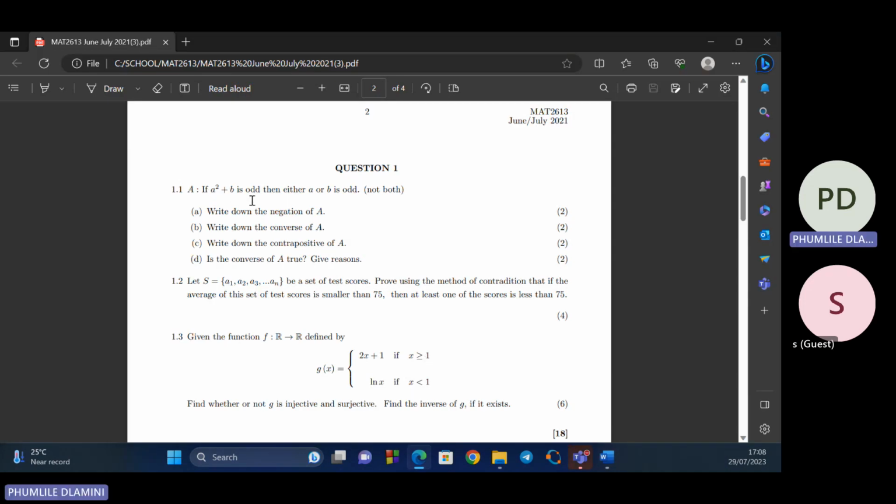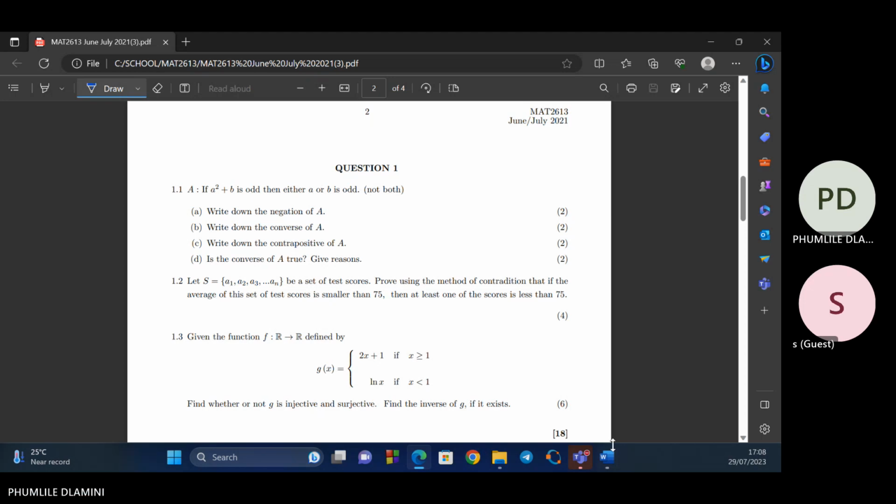So if A is odd, then either A or B is odd. The negation for this one is going to say: if A and B is odd, then A and B is even. That's a negation.